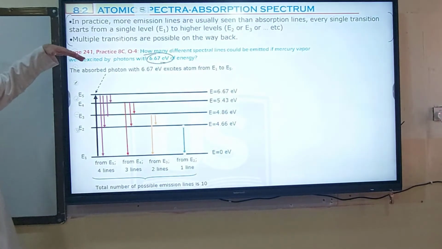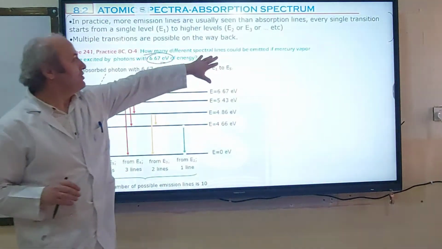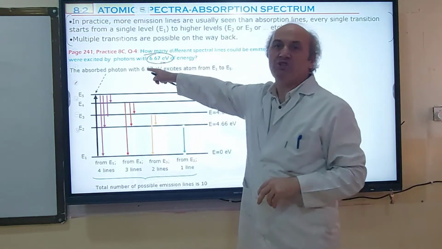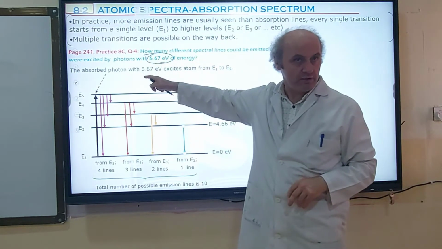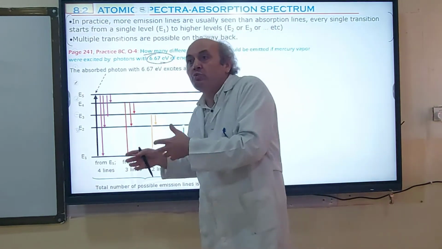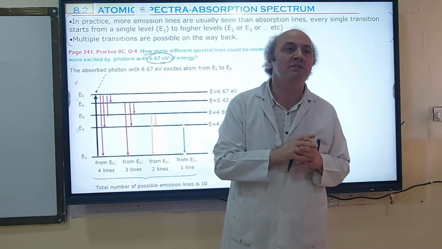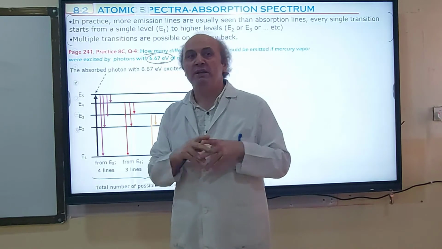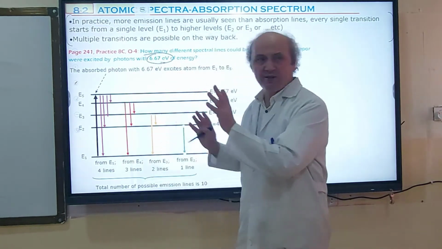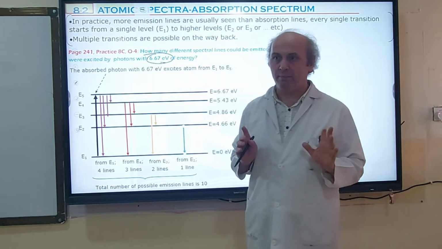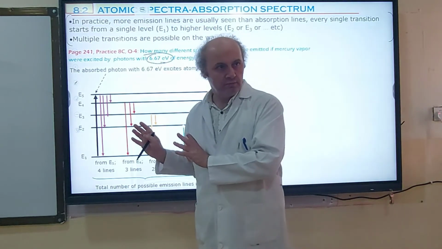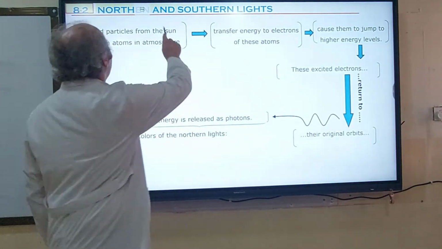When this mercury vapor is shined on by a photon whose energy is 6.67 electron volts, which one occurs, we cannot determine for a single atom. But because a gas contains billions of atoms, all are possible, and all can be seen.